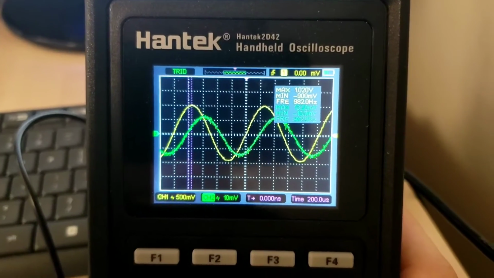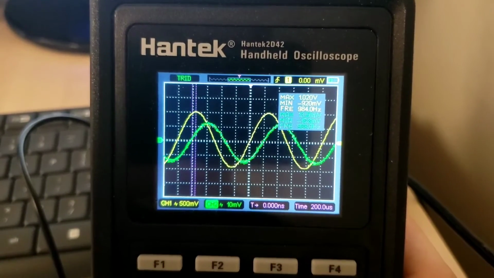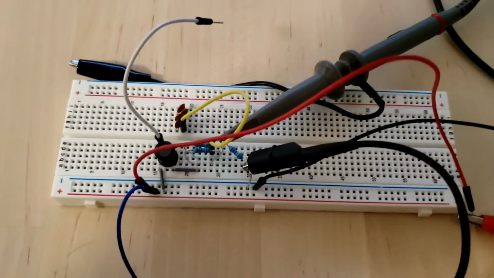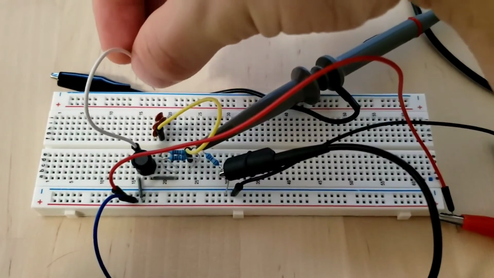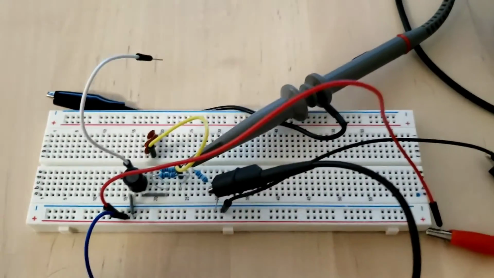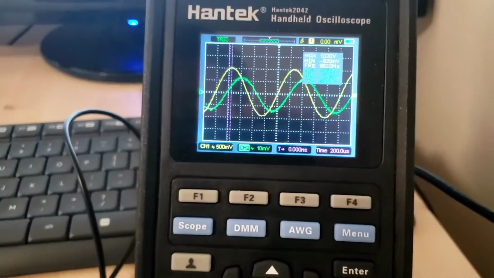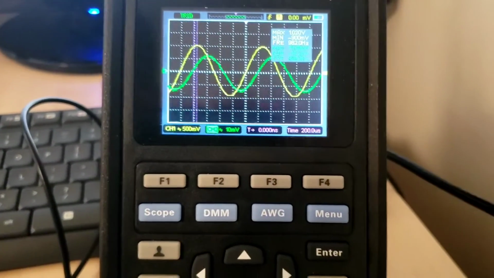So right now, the phase is a little bit off. As you can see, they're not totally in phase. So let's see what happens. I'm going to plug this white wire in here with these capacitors in parallel, and we're going to see what happens. I'm going to try to hold my camera up there.